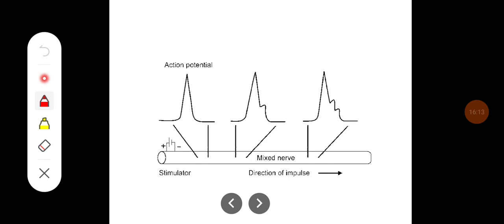So this is a diagram showing monophasic action potential, and this is on the normal nerve fiber, and this is on the mixed nerve fibers. In the simple nerve fiber which is not mixed, you see only one peak, whereas in a mixed nerve you are going to see different peaks.